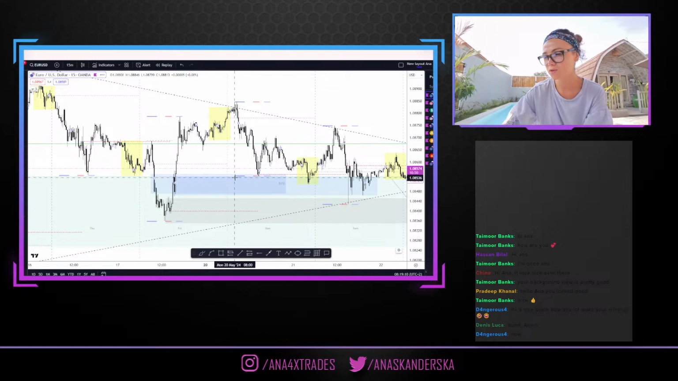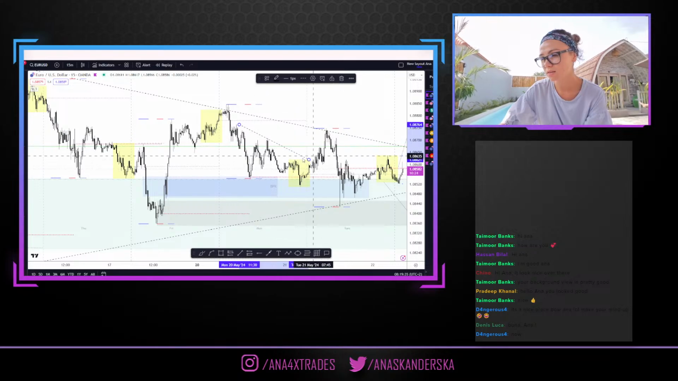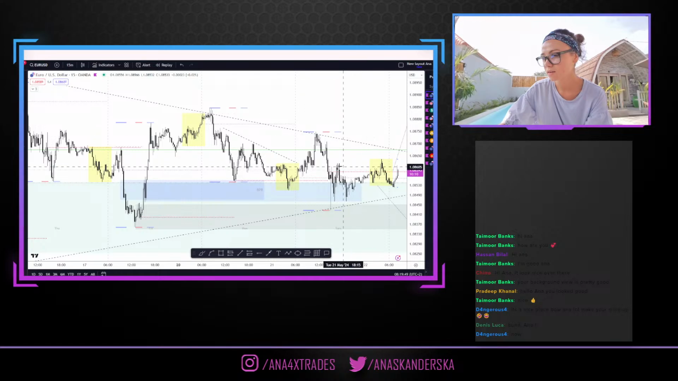So if you were on the live stream on Sunday, I mentioned that I would be looking for an opportunity once price reaches this balanced price range, but this happened before London Open yesterday. So because of that, I didn't take any trades, and since I saw this internal liquidity being taken, I was not interested anymore. I could definitely look into something here, but I just didn't like the price action and the time.